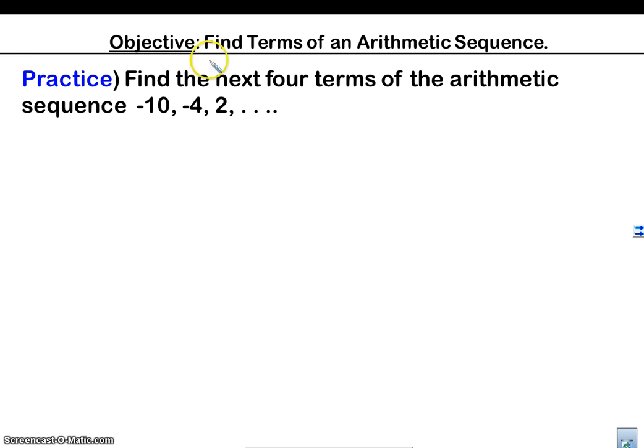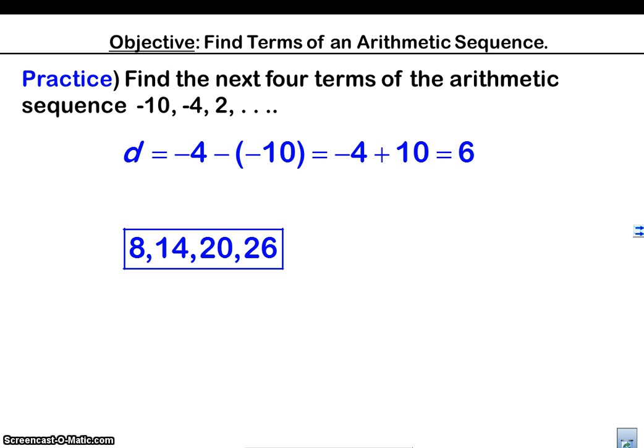Why don't you practice this? Find the next four terms here. Is that what you got? See here where you found the difference? That's another easy way to find the difference, by the way. You just subtract these, and it'll give you the difference. And then you just add them.